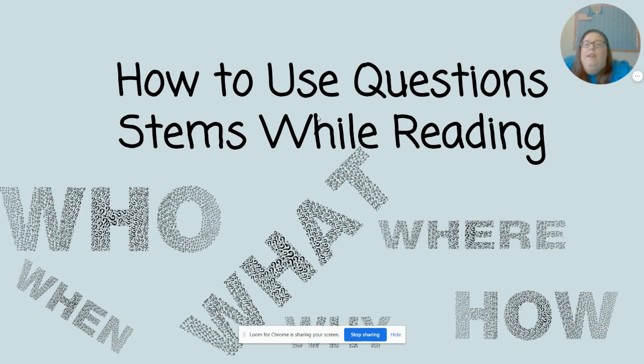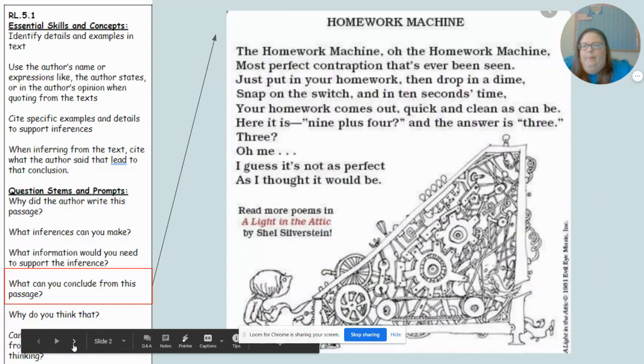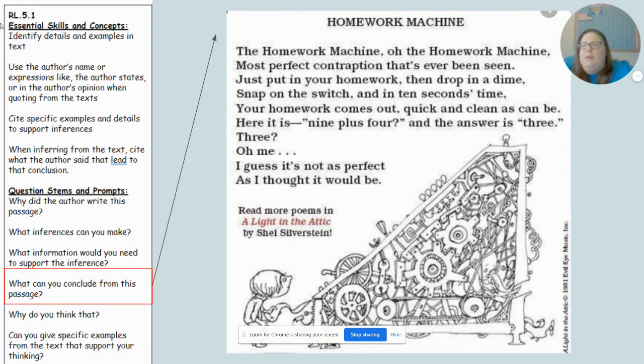Today we're going to learn how to use our question stems while reading. This is what our question stems look like. The first thing that you'll see is the actual standard course of study number that teachers use as professionals. And then you'll see the essential skills and concepts.